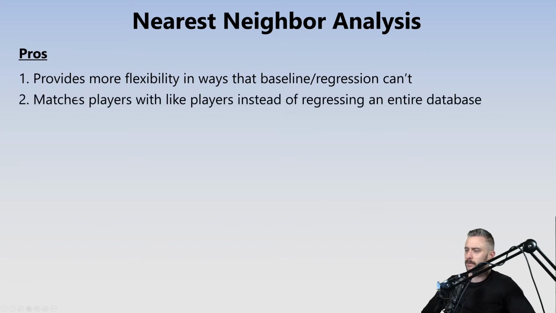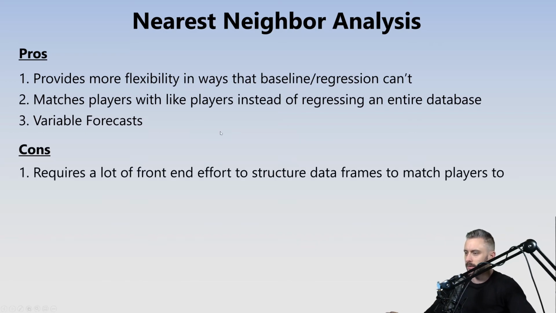Number 2, you're matching players with like players instead of regressing an entire database. So that's why linear regression is so conservative, because you're regressing an entire database. But with nearest neighbor analysis, it's kind of like regression, but you're filtering down the database to only include players in the database that are similar to the player at hand. So that way you can get more of a customized fit for the player when you're trying to find players in the past to trend off of. And number 3, variable forecasts, meaning they're not conservative. They're a lot more variable, so you can get a wider range of outcomes.